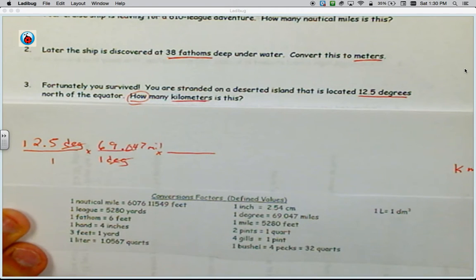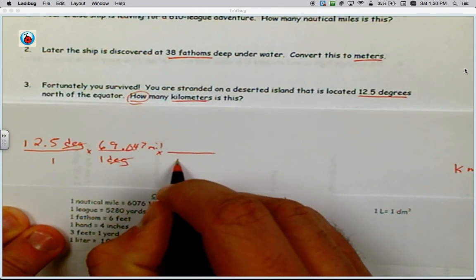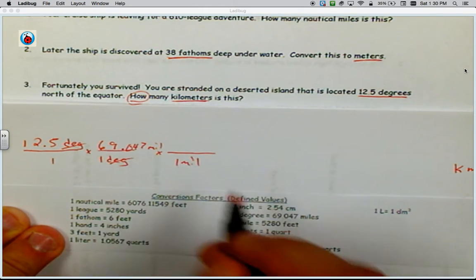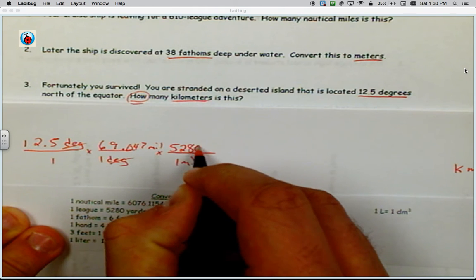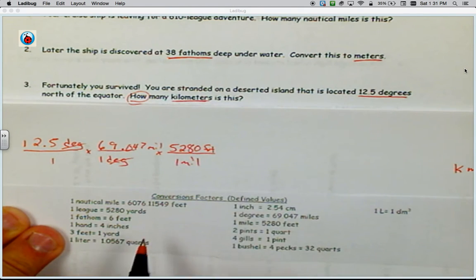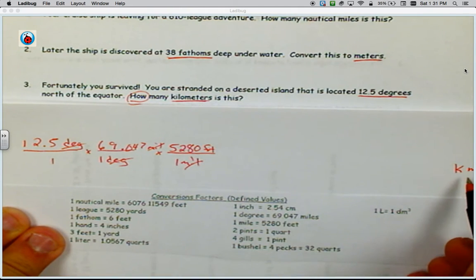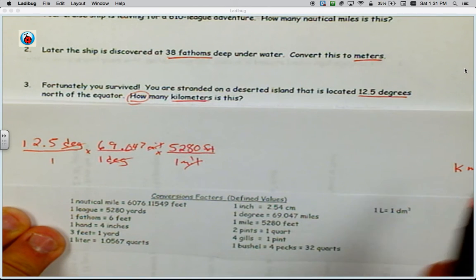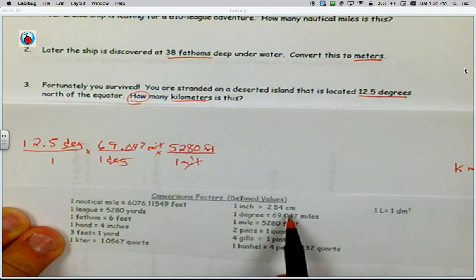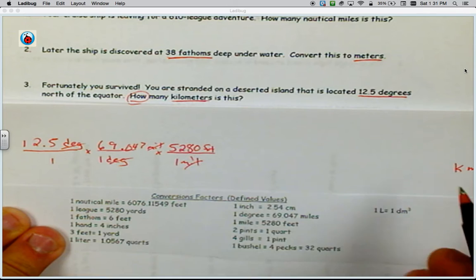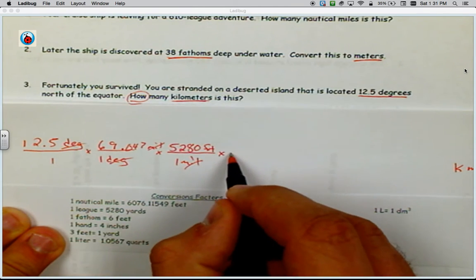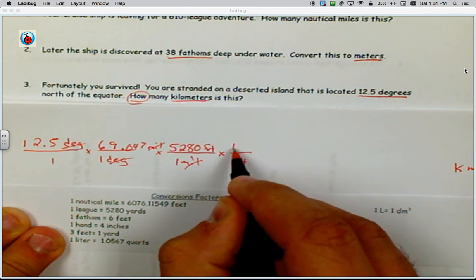Well, miles. There it is. 1 mile on bottom is equal to 5,280 feet. Miles cancel. Now we're into feet. Trying to get to kilometers. Ooh, that's that metric again. I know feet to inches will get me to centimeters. Centimeters very similar to kilometers, so let's go ahead and get to inches. 1 foot equal to 12 inches.